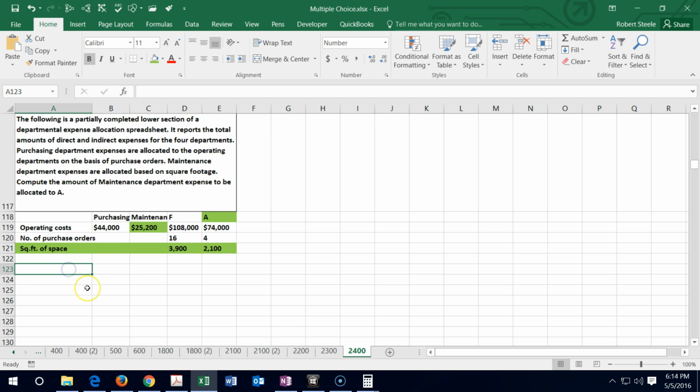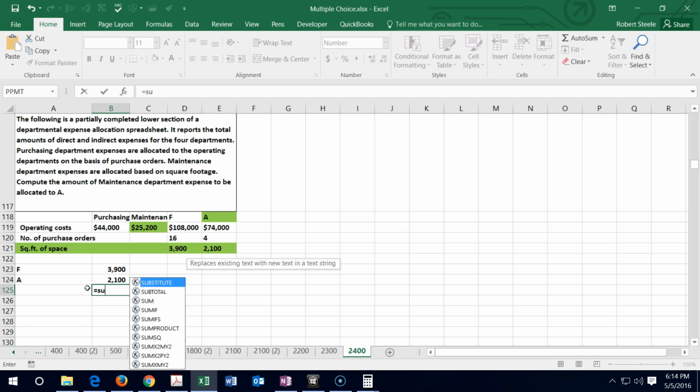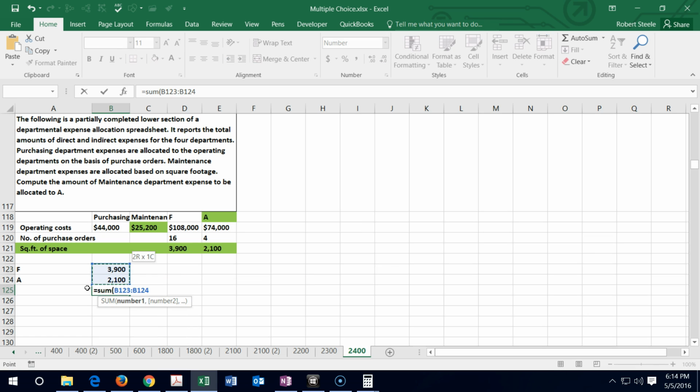We're going to use the same allocation method. We're just going to say that we have the 2 departments that have square footage, F and A, and we need to use this ratio again. We're going to do our ratio thing again, and we're going to say that F has 3,900 and A has 2,100 square feet, and that's what we're going to use for our allocation basis of maintenance. So if we sum those up, then we get a total of the 6,000. That's just the 3,900 plus the 2,100.